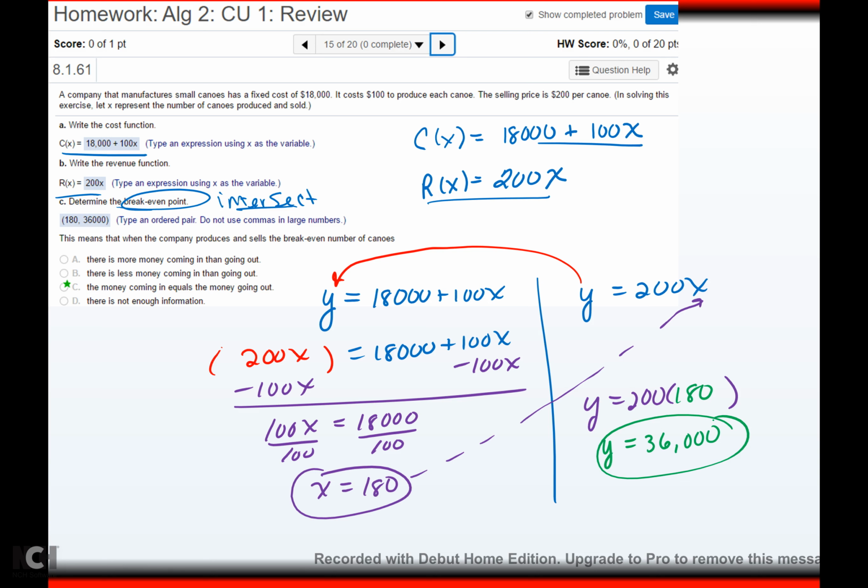So what that means is, there's the break-even point, and that means if they make 180 canoes and sell 180 canoes, the cost will be 36,000. The revenue will be 36,000, which means the profit is 0, which means the money coming in equals the money going out. Okay?